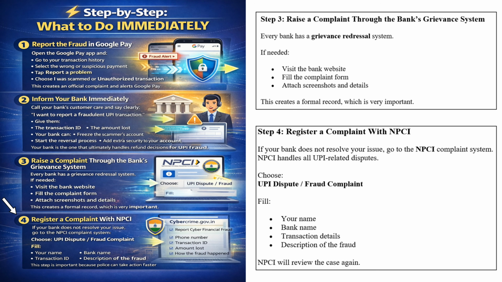Step 4 is register a complaint with NPCI. If your bank does not resolve the issue, go to the NPCI complaint system because NPCI handles all UPI related disputes. Choose UPI dispute or fraud complaint and fill your name, bank name, transaction details, and description of the fraud. NPCI will review the case again.